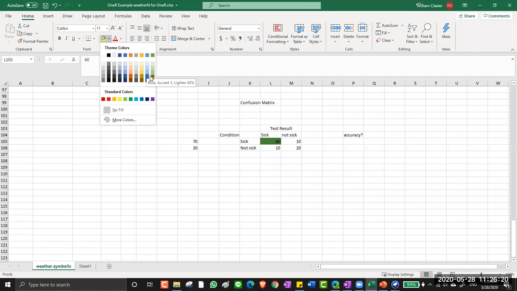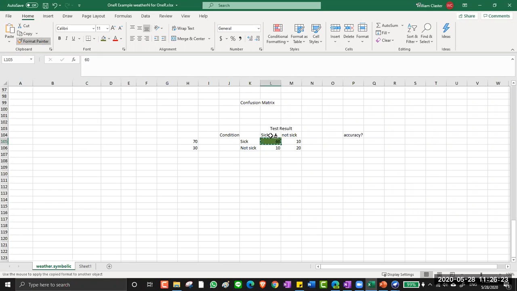What should we use for accurate? Green? Those were classified accurately, right? So that's 80 over 100, right? So that's 80% accuracy, right? And how many people were inaccurate? 20 over 100. So what's the accuracy rate? 80%. What's the inaccuracy rate? 20%, right?